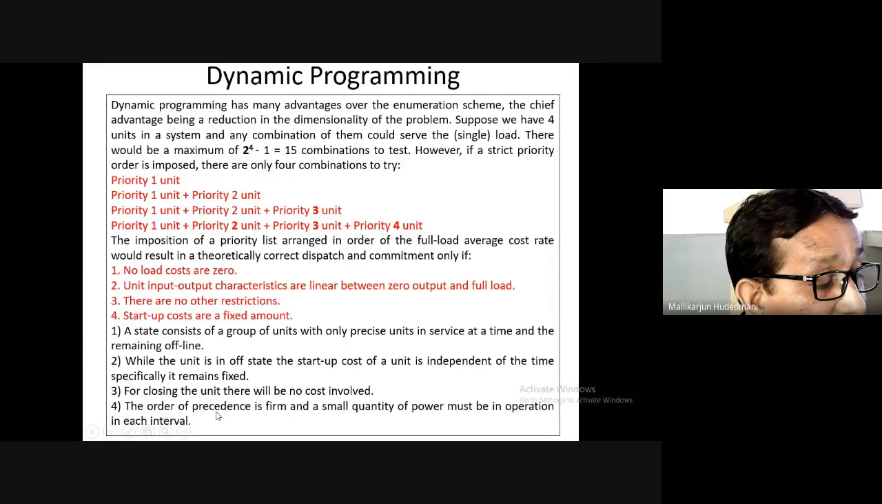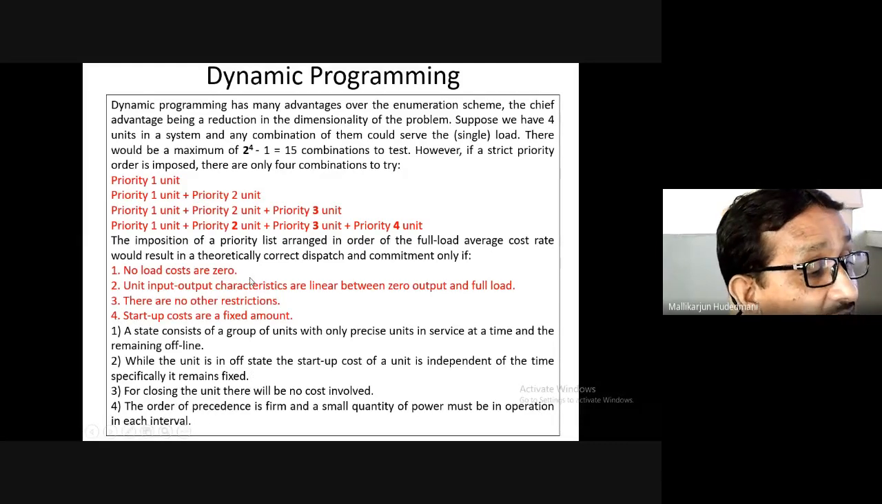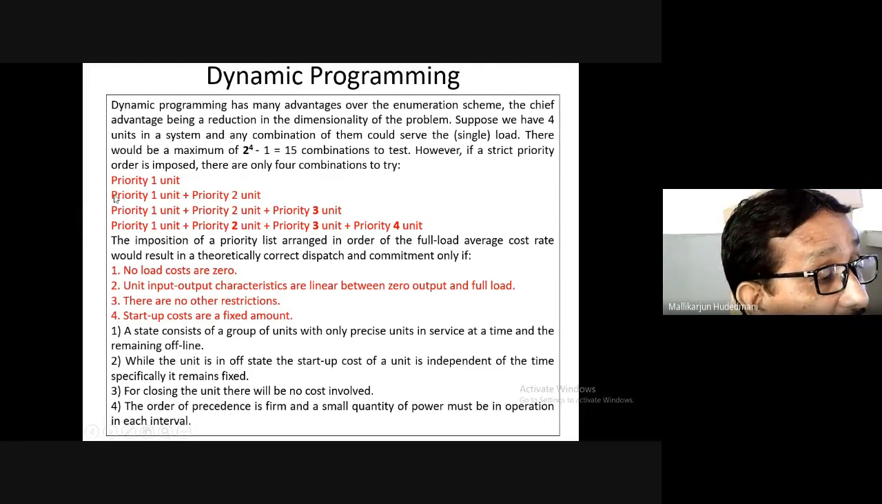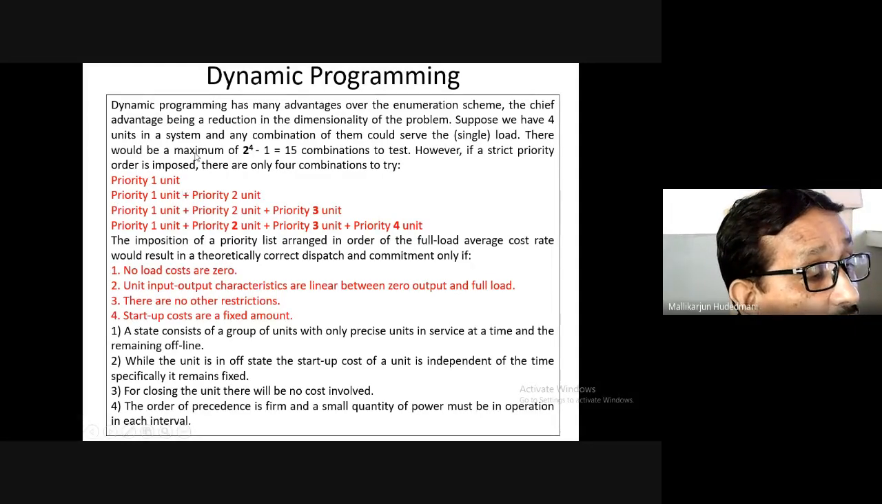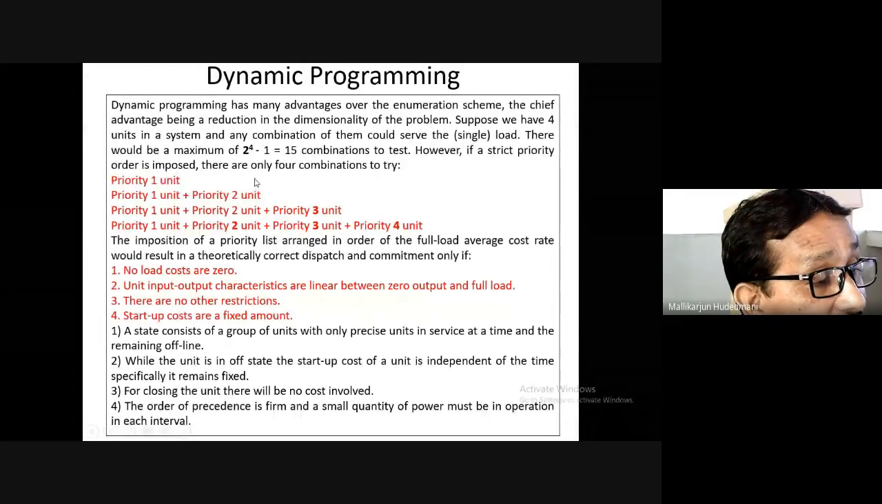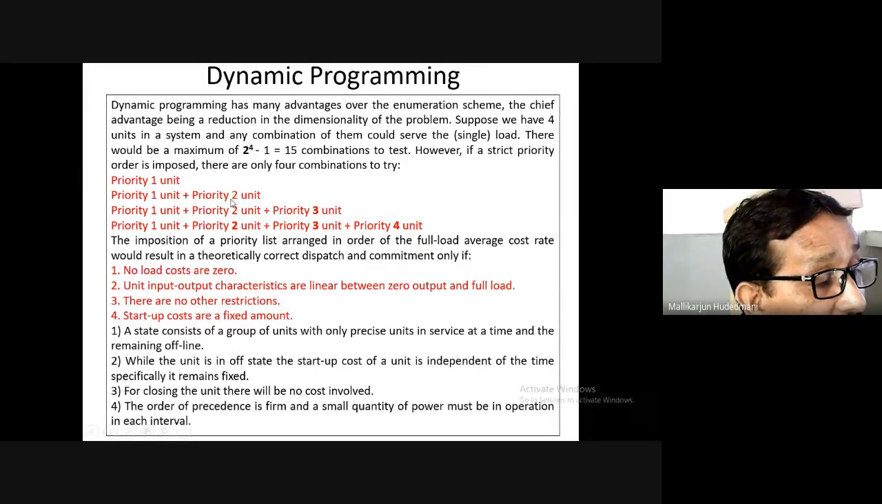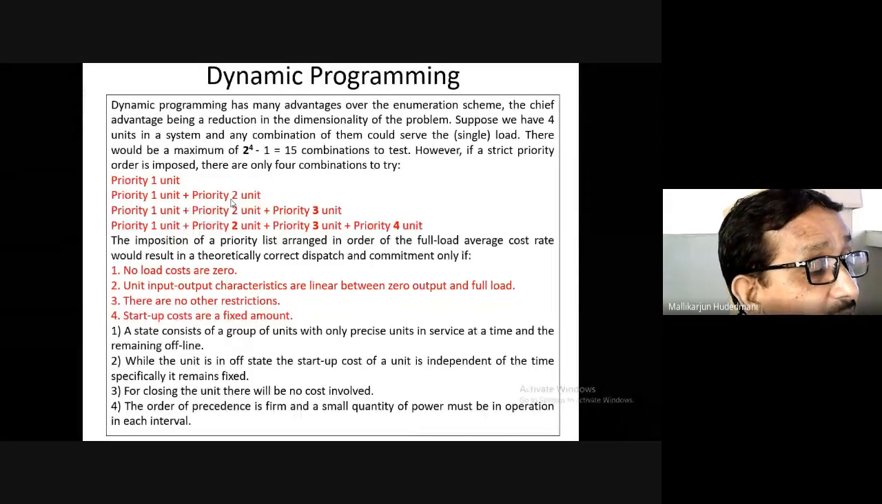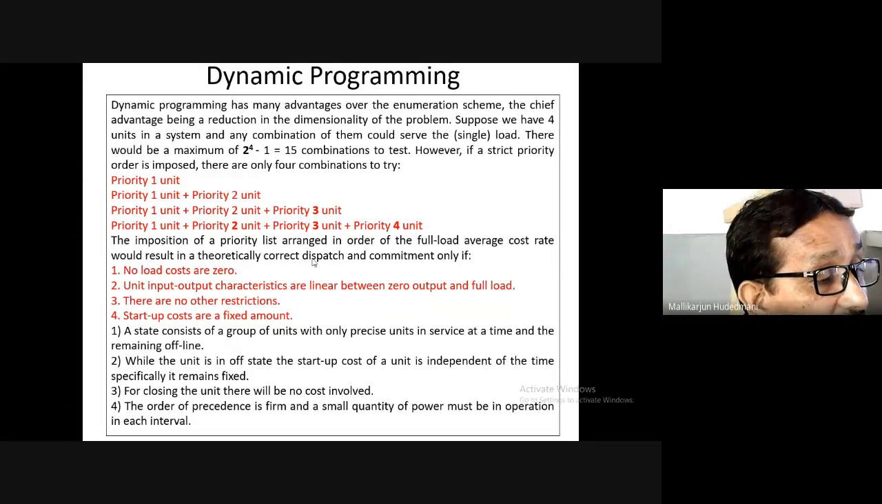The order of precedence is firm, and a small quantity of power must be in operation at each interval. This means it is a strict priority. So priority number 1: why did you take that decision among the 4 generators? One of the generators you took as your decision. Why did you add another generator of your choice? That priority is nothing but strict. You know that adding this unit makes me profitable, adding another unit makes it possible. That kind of strict precedence makes things possible.